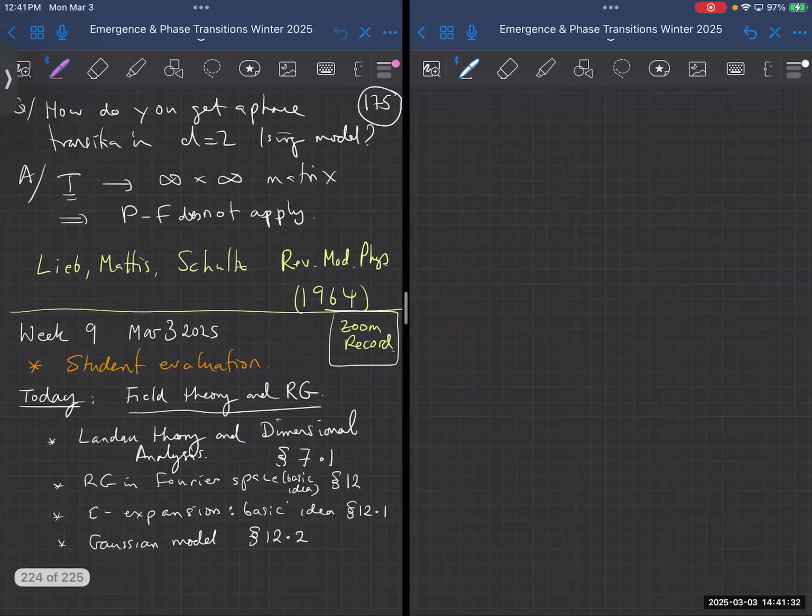So we're going to be following, for now, Landau theory and dimensional analysis. And you can find this in my book in chapter 7.